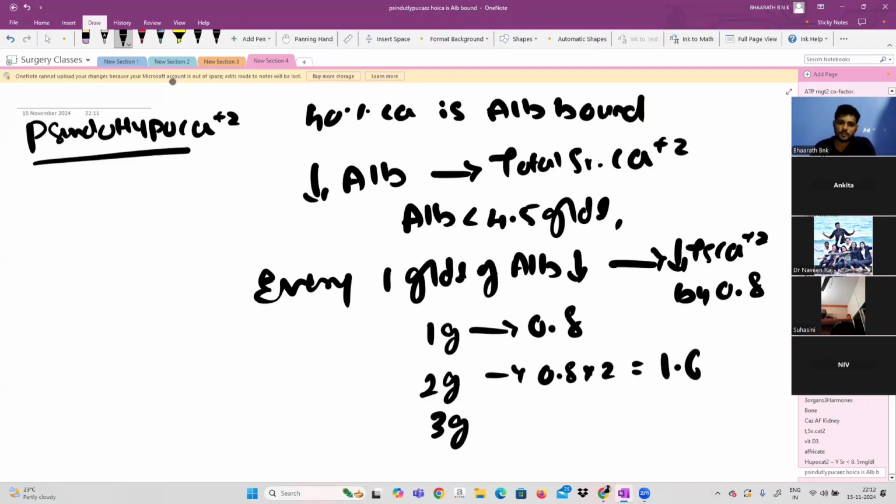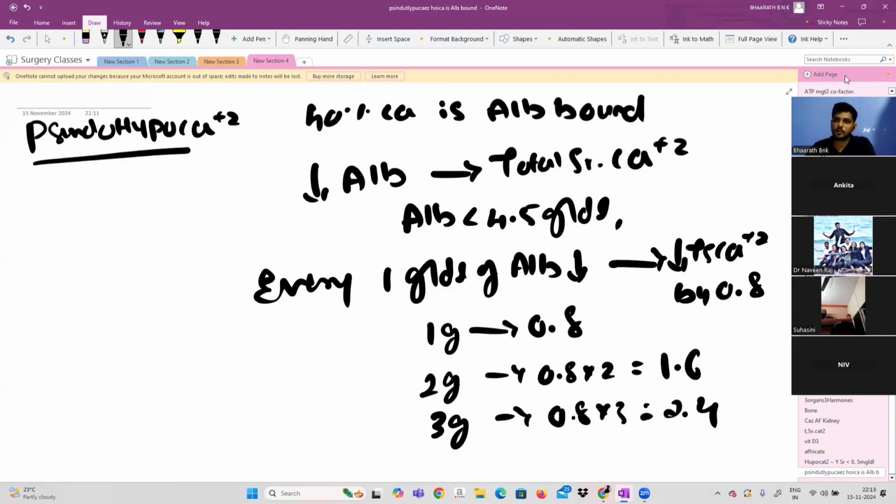If 3 gram is reduced, it would be reduced by 0.8 into 3, which is 2.4. Meaning, to calculate, what you need to understand is it reduces by multiplication of the deficit, right? So if 2 is reduced, you need to multiply it by 2. If 3 is reduced, you need to multiply it by 3.